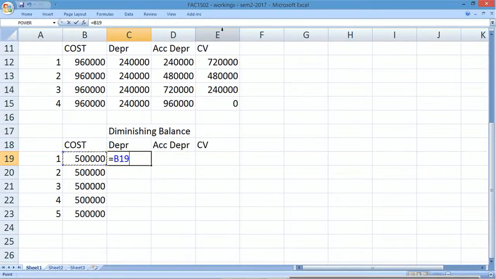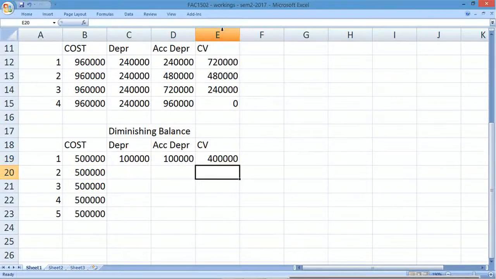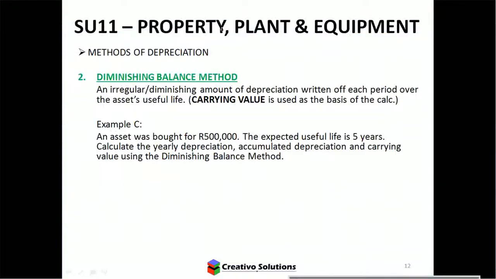Okay, so depreciation for the first year is going to be 100,000. So that means the accumulated is 100,000. Carrying value is now 400,000. Do you agree? No, I'm not with you. I'm just writing. Okay, what is the depreciation? It's 100,000. But how do you get that 100,000? 20%, 5 years. Oh, okay. Okay, cool. I'm with you.